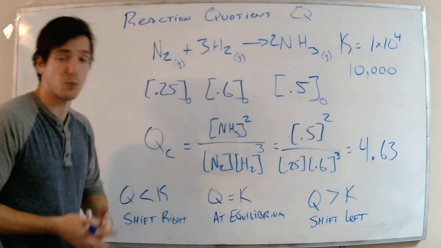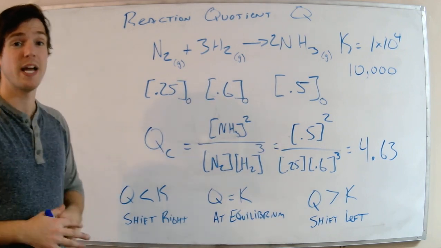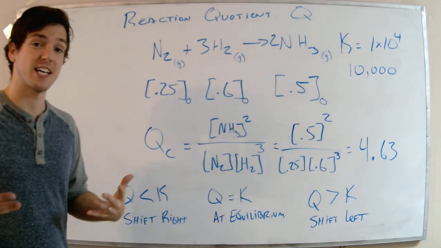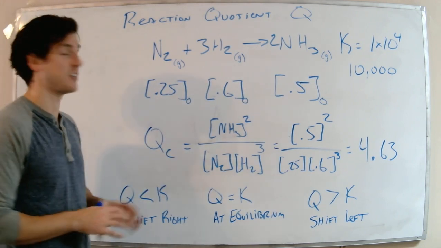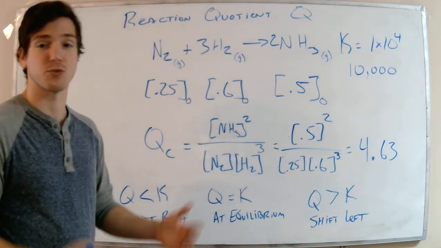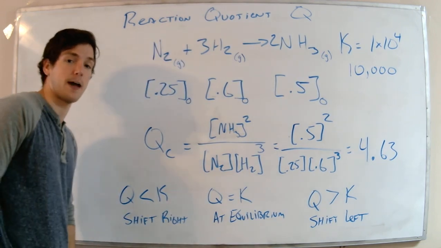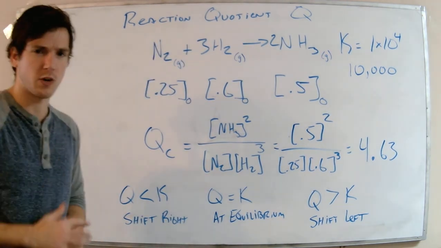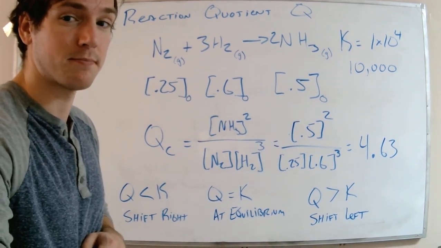So that is what you're going to be doing. You're going to be plugging some things in and you're going to get a Q, and that's going to tell you, pretty much in Le Chatelier's principle's way, which way is this reaction going to shift. Is it going to shift right? Is it going to shift left? In this case it shifts right because it's got a long way to go before it gets to that 10,000. Let's do a couple more examples like this to make sure we got this down.